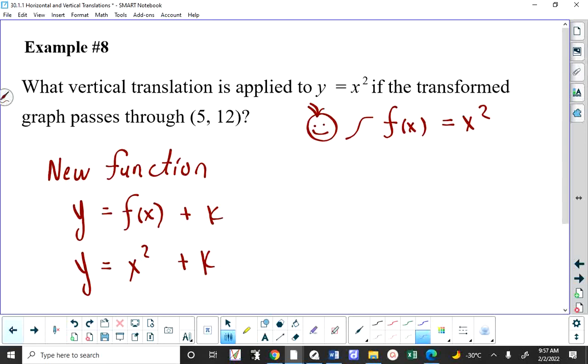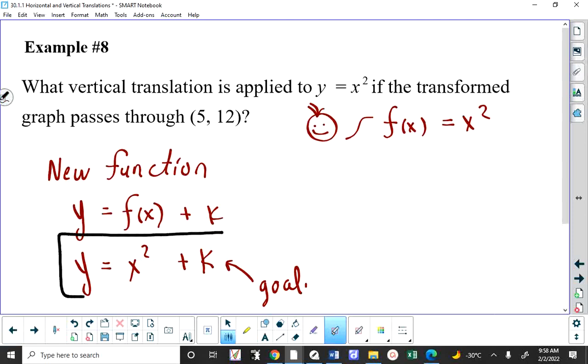This is the new function. And this is our goal. If we can determine the value of k, we know the answer to the question. If k is 12, then we have to shift the original function 12 units up so that it will pass through that point. Now, does anybody remember how we can use this to find k?